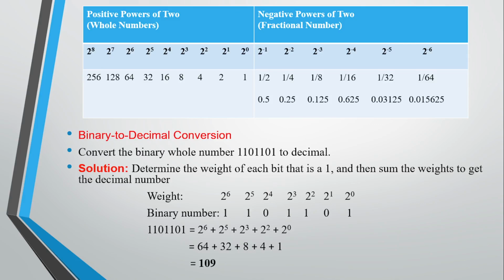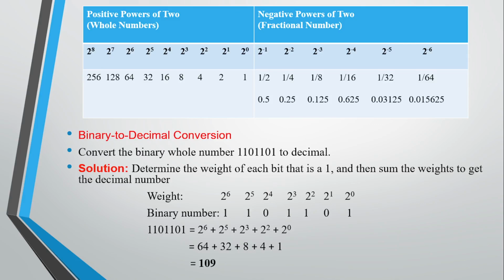After knowing the weights of digits in a binary whole number and digits in a fractional binary number, let us find how to convert a binary number to a decimal number, that is binary to decimal conversion. Let us directly take an example, that is convert the binary whole number 1101101 to decimal. Very simple.